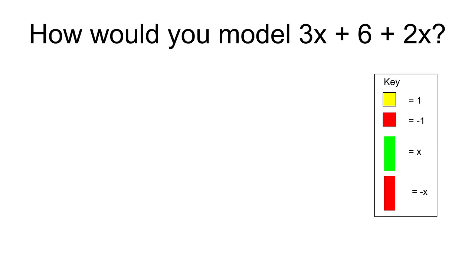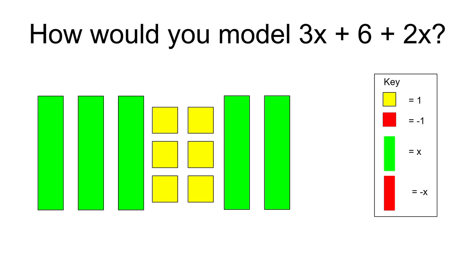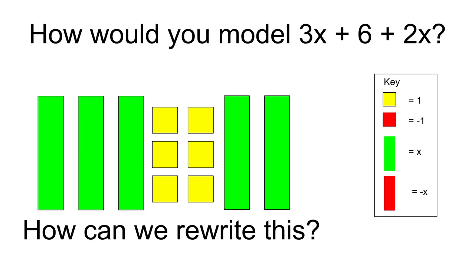Now let's take it one step further. What if we were to model 3x plus 6 plus 2x? Well, here we are. We have 3 x's and 6 1's and 2 more x's. But can't we rewrite this? Do you see anything that is alike that could be combined? Watch this.